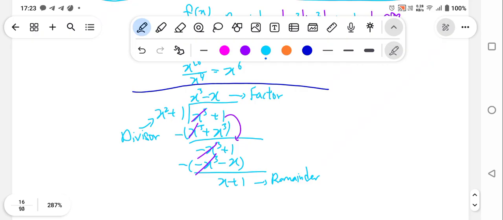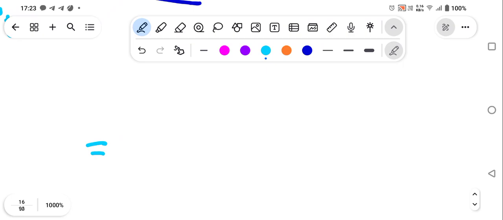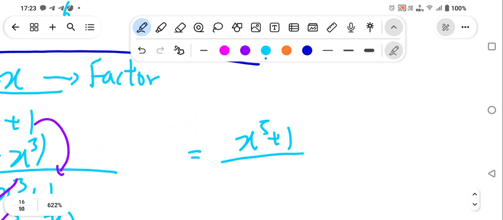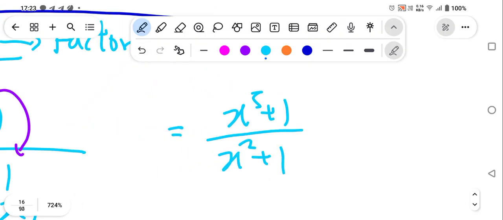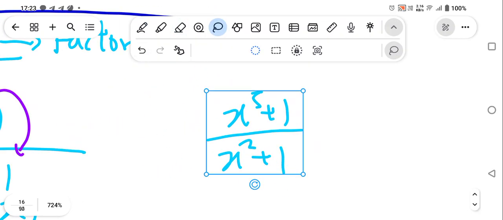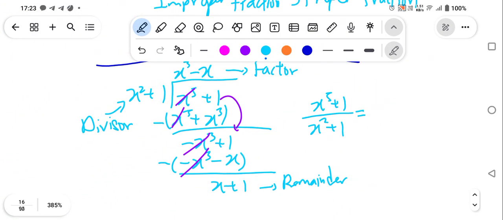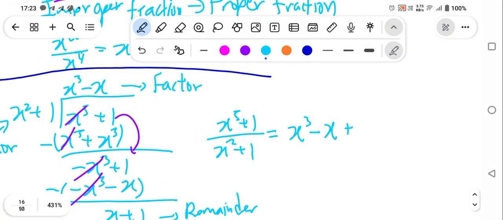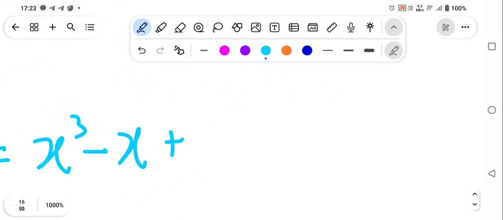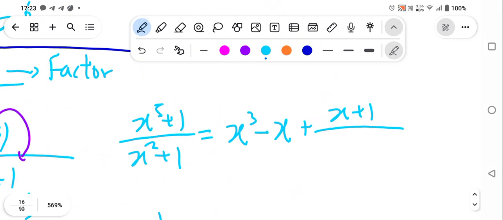Right? So this is the divisor. So what can we conclude from this? We divide x power 5 plus 1 over x squared plus 1. So this is the improper fraction. We need to make it a proper fraction. So we need to divide everything into this. So we get factor plus remainder over divisor. Our remainder is x plus 1, and our divisor is x squared plus 1.